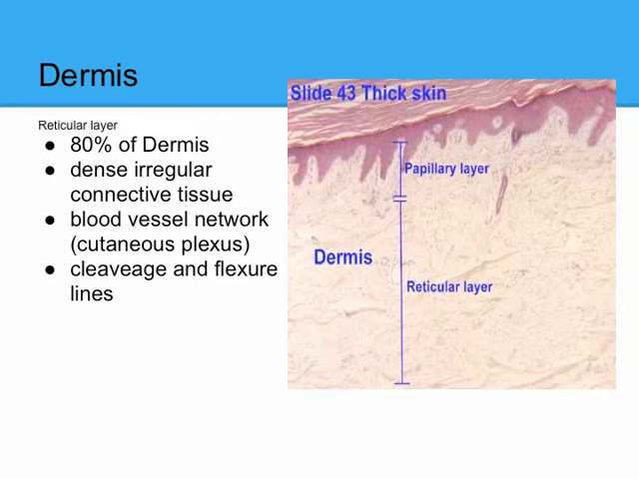All right, here is the reticular layer. It's 80% of the thickness of the dermis, okay? So the papillary layer is pretty thin, about 20% of the dermis. The reticular layer is very thick. It is made up of dense, irregular connective tissue.